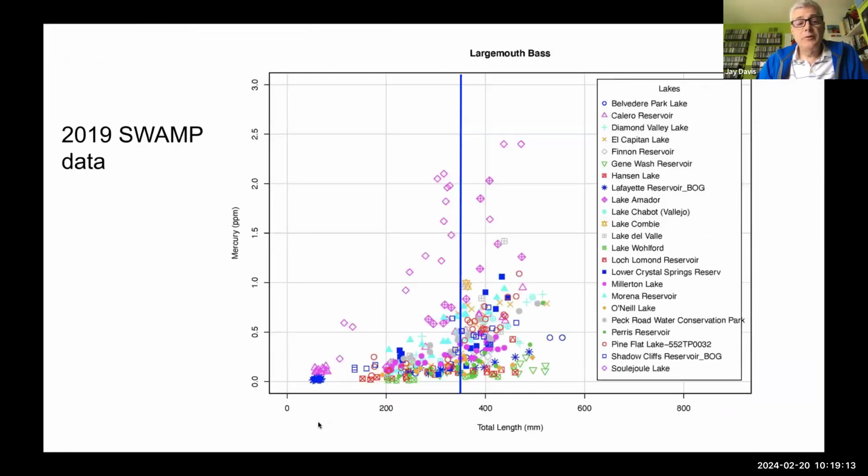So this is an example of largemouth bass data from the SWAMP statewide sampling in 2019. This was just some of the lakes that we sampled for bass that year, but you can see the general increase of concentration for each location with size in millimeters along the bottom. One example here is Sulphur Lake that has high levels, and you can see this linear increase with size.